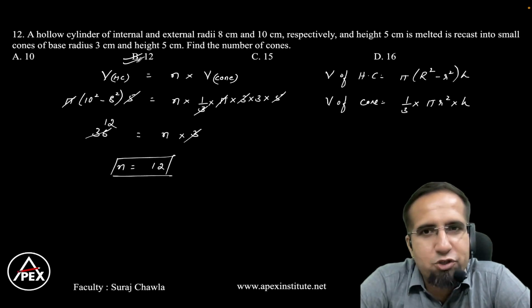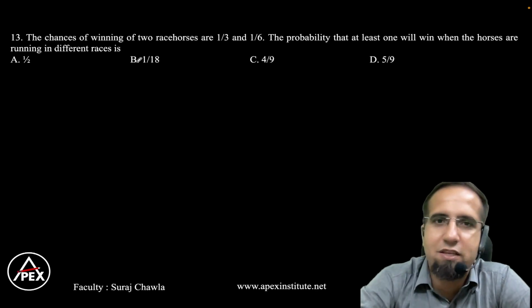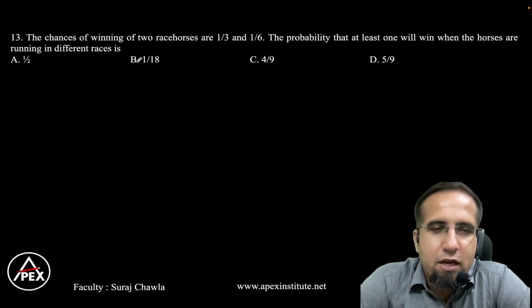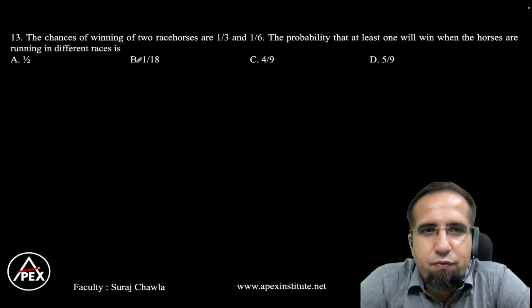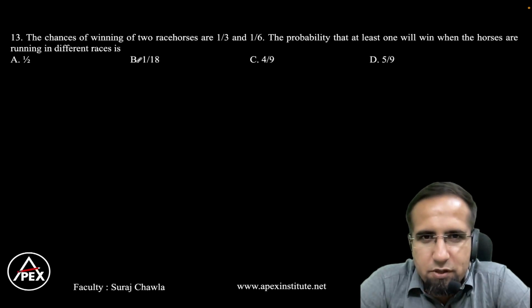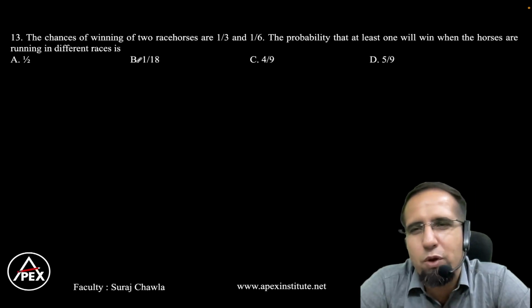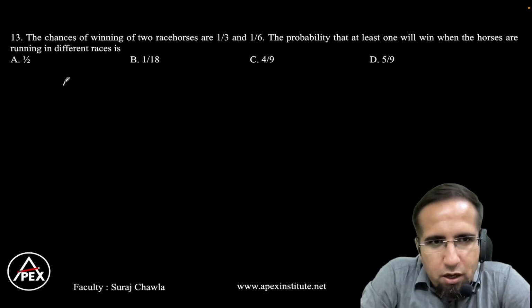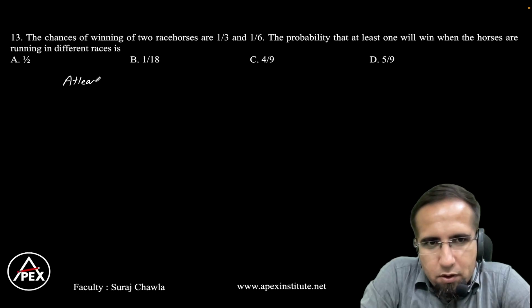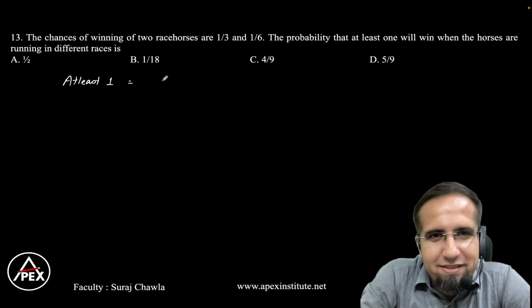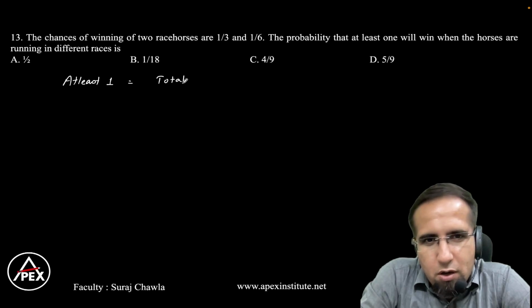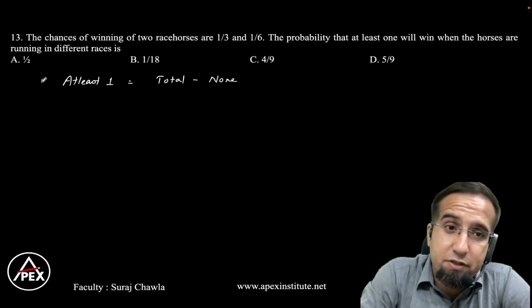Right? So the formula should be very handy, the property should be very handy, so that we get the answer very easily. Now, the chances of winning of two race horses is 1 by 3 and 1 by 6. The probability that at least one will win. Now we should know that at least one is always calculated as total minus none. First point to remember in this question.